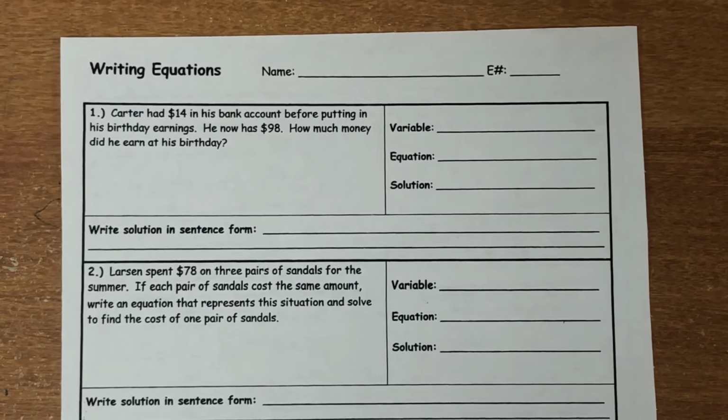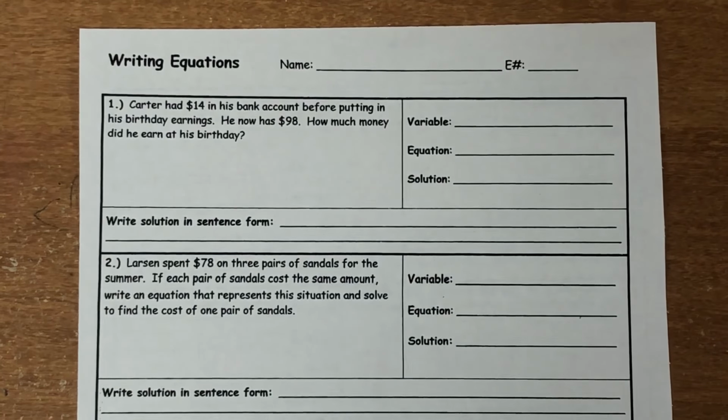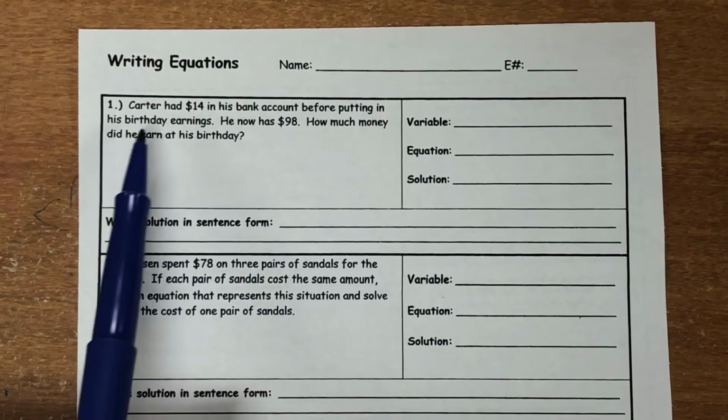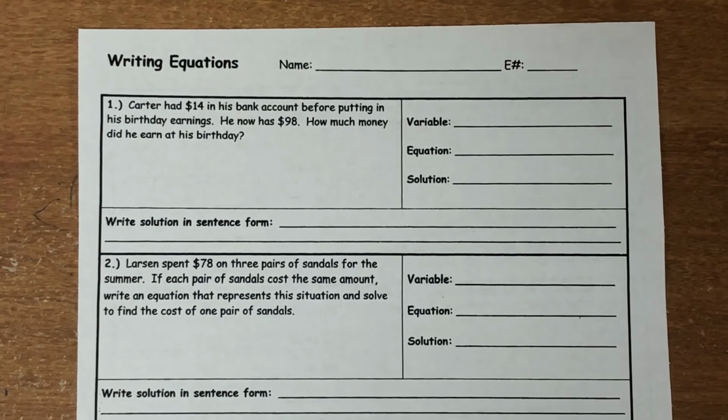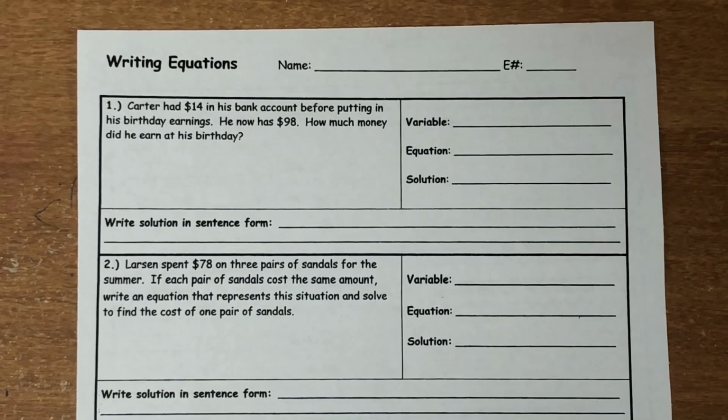All right, writing equations. So we're going to focus on writing an equation and solving an equation based off a real-world word problem. So let's take a look at number 1. Carter had $14 in his bank account before putting in his birthday earnings. He now has $98. How much money did he earn at his birthday?